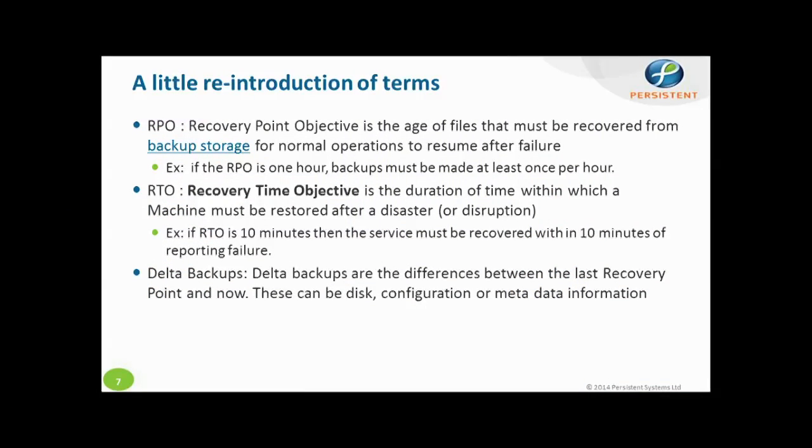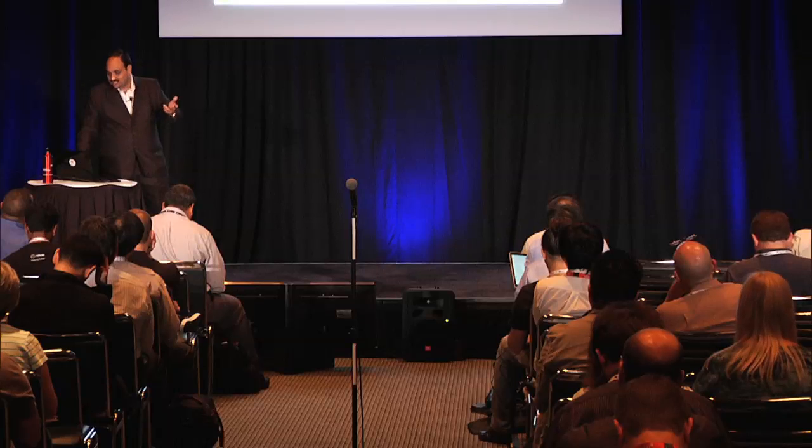So let's reintroduce the terms which many of us are familiar with, but for the convenience of everybody. RPO is the recovery point objective, in which you say, okay, if a disaster has happened now, what is the least point I could get my system from? So what are the unsaved changes I'm going to lose? And RTO is, if I have a disaster now and I request a backup, in what time the replacement service will be available. And then delta backups are typically the changes in the data from your last recovery point or last backup point to the current backup point. So these are the basic things.